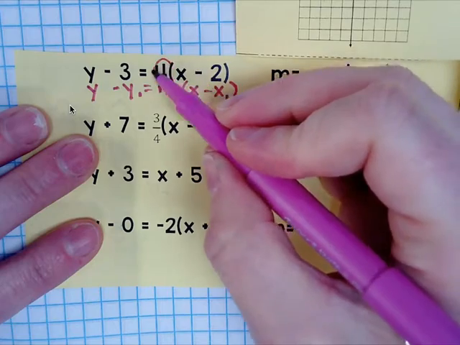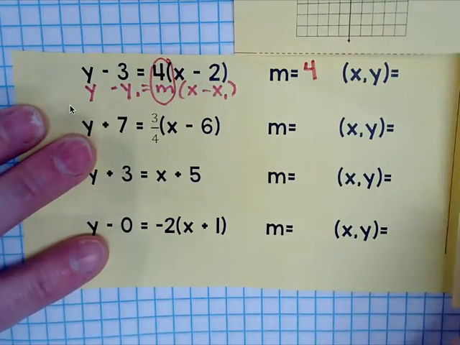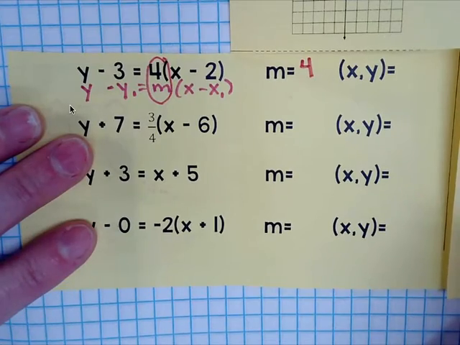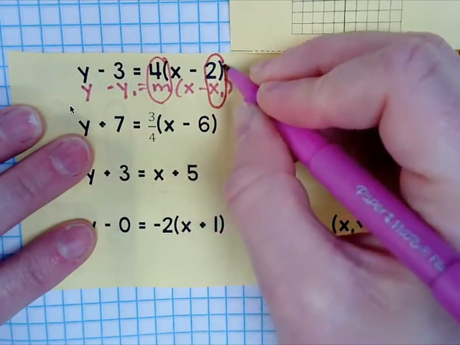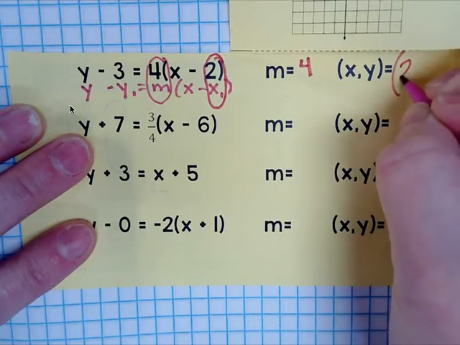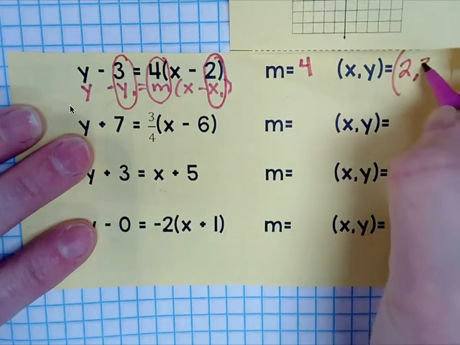So I'm going to circle the m. M is 4, or 4 over 1. x1 is 2. y1 is 3.